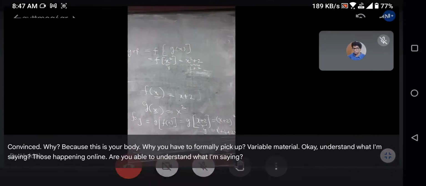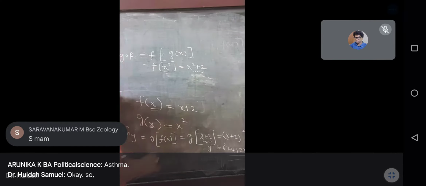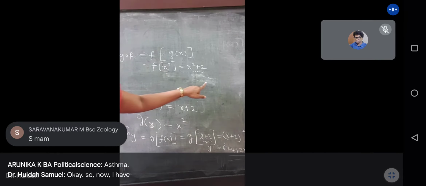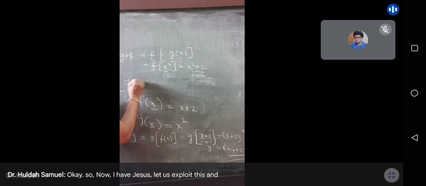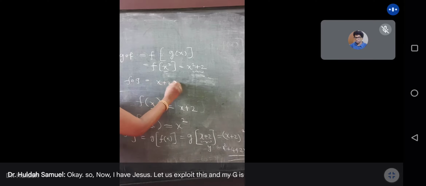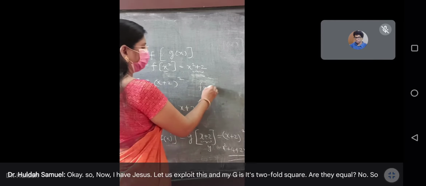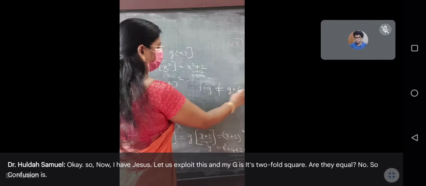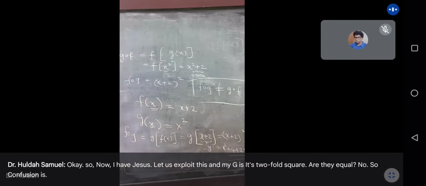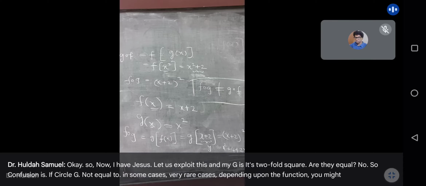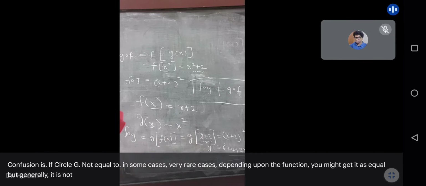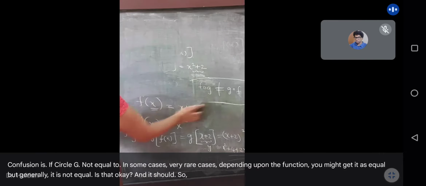Yes, ma'am. Okay. So now I have G circle F is X squared plus 2. And my F circle G is X plus 2 whole square. Are the two equal? No. So the conclusion is F circle G is not equal to G circle F. In some very rare cases, depending upon the function, you might get them equal. But generally, it is not equal. Is that okay? Understood? So that's all about the composition of functions.